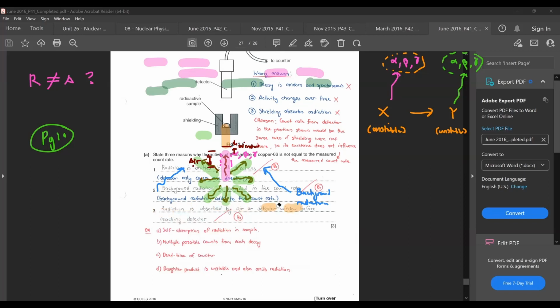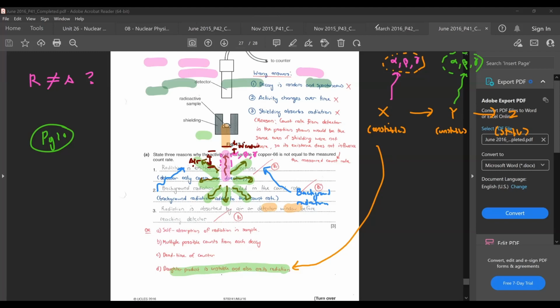Let me just write this. Because your daughter product is unstable and also emits radiation, you're also detecting that. Okay, so that's for this one. So your element Y is also unstable. You eventually decay until it becomes stable. Let's just call this element Z. Okay, so this one is for this.